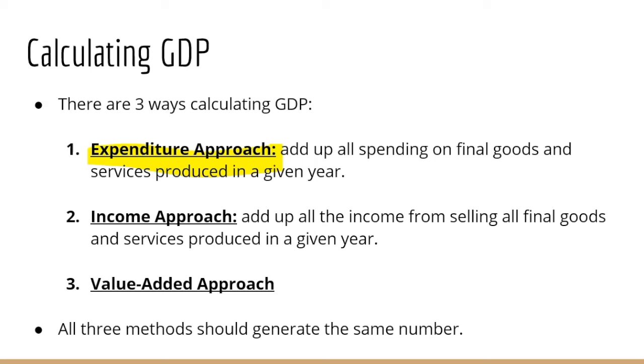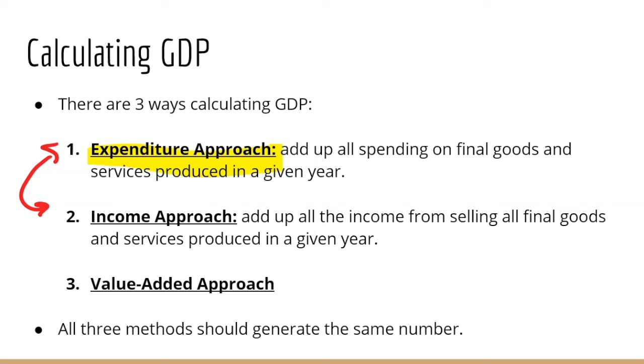You're an accountant and you look at all the final goods that were sold in a single year, all the services that were sold in a single year, and you add it up together. That is the expenditure approach. The final number should be the GDP. The second is the income approach. The income approach is just add up all the income from selling the goods. So the expenditure and income approach are very closely tied together. These two should, at the end of the day, add up to the same exact number.